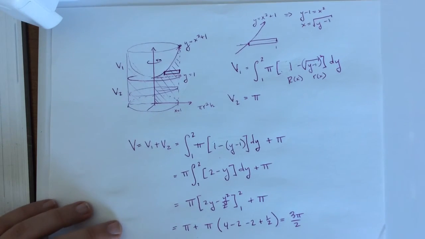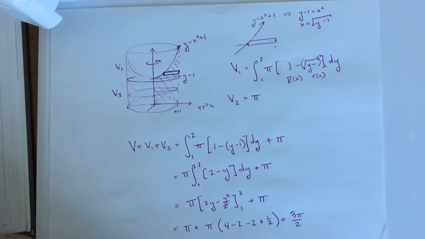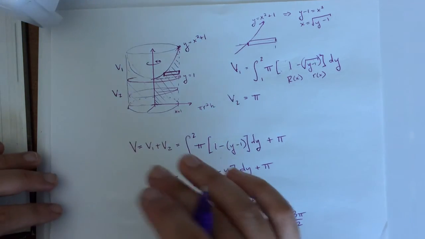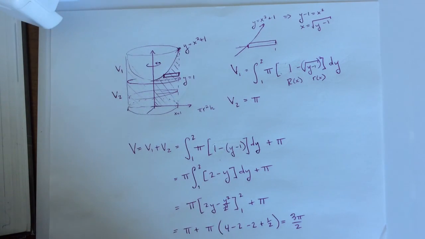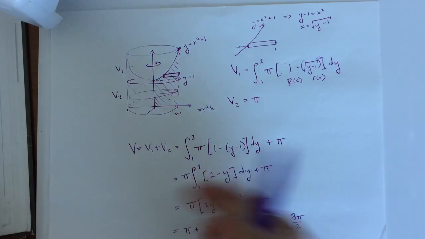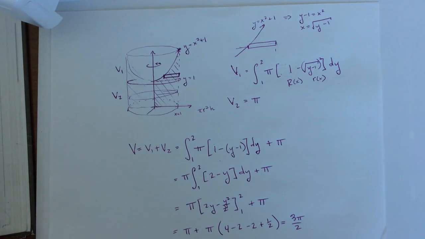Okay, so there's an example using both the washer method and the disk method in a single example, with an integral taken with respect to y. I'm going to cut this video off here because it's getting kind of long, and I will do some examples of the shell method in the next video.